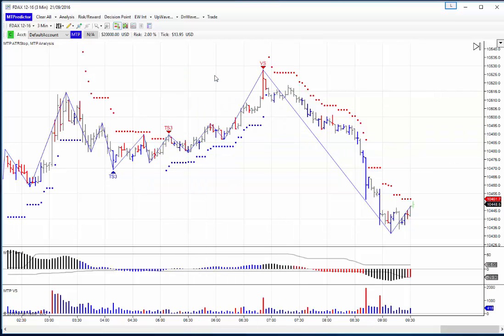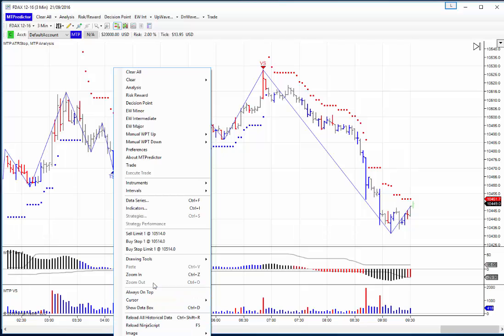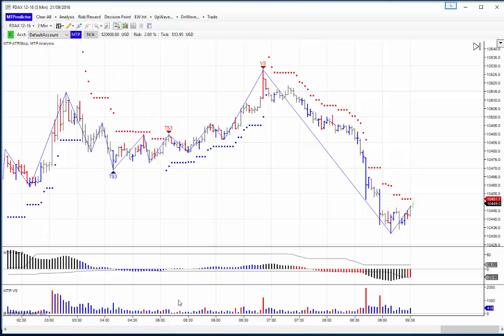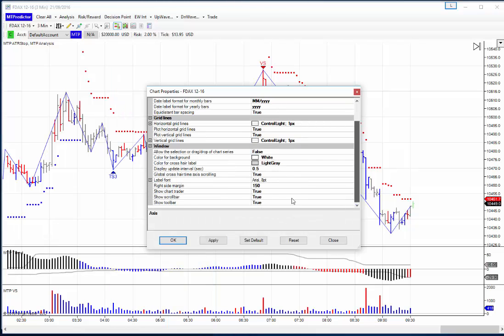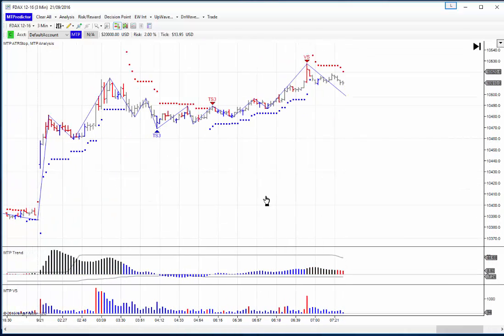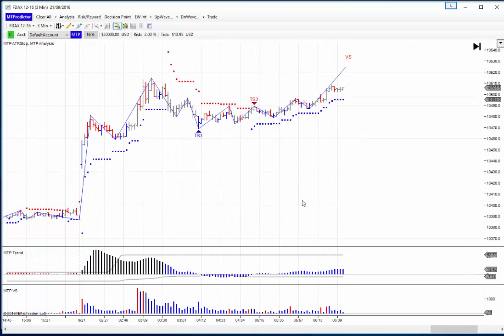But the one I was particularly going to look at with this VS setup, and I want to show you this because you can see how our MTP trend color changes as we enter our new major support and resistance zones. I want to just show you this in a bit more detail, so I'm just going to put a bit of white space to the right hand side here so we can have a look at how this would have unfolded. So let's go back a bit further.